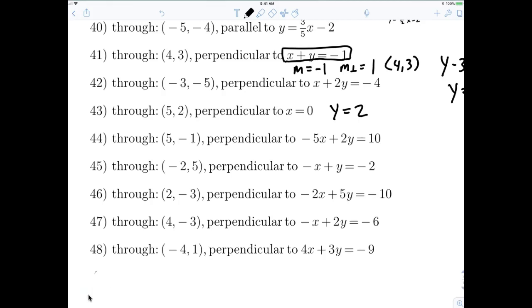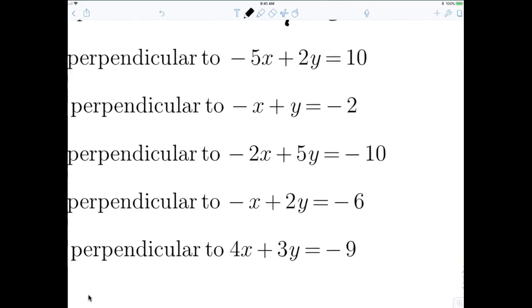If you're perpendicular to x equals 0, x equals 0 is a vertical line. So if you're perpendicular to vertical, you have to be horizontal. Horizontal is y equals what? In this case, whatever the y value is. The y value is 2. All right, vertical is undefined. You can't ski down a vertical mountain. That's how I tried to remember it.